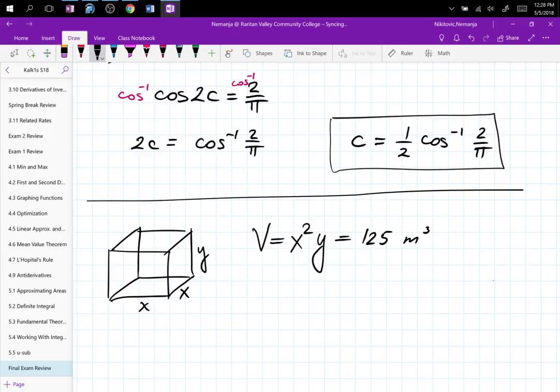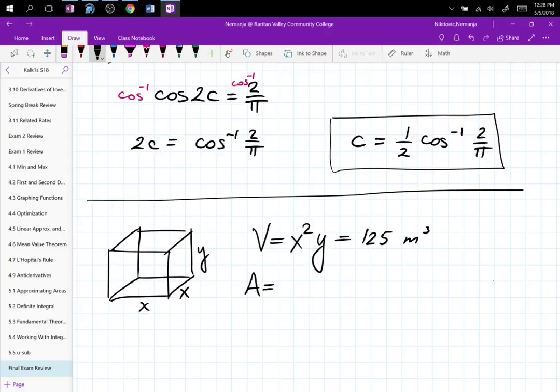And that's my constraint equation. I would like to minimize surface area. And this is why it's important to know that there is no top, because the area is the sum of all areas for every individual side.